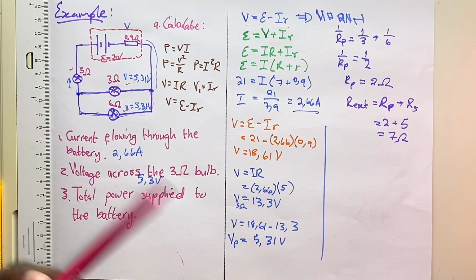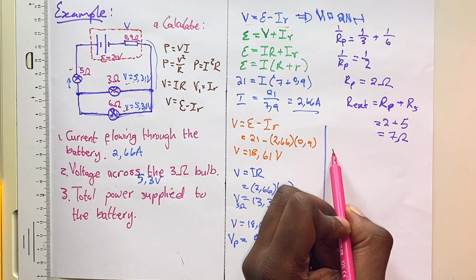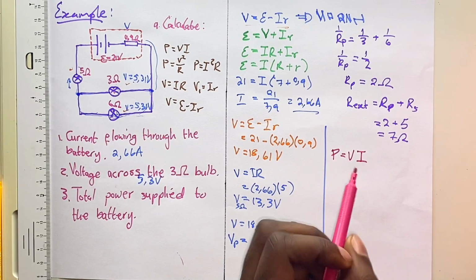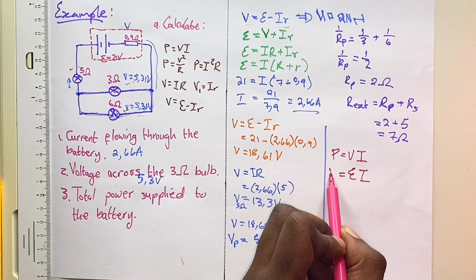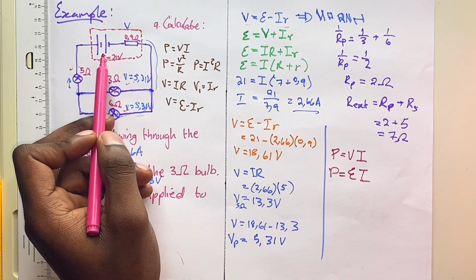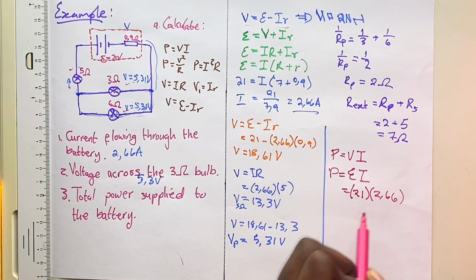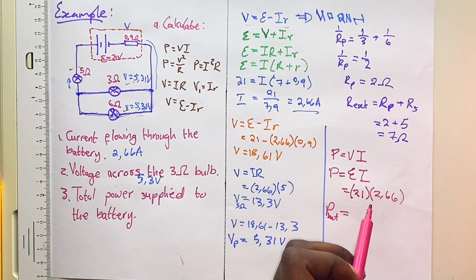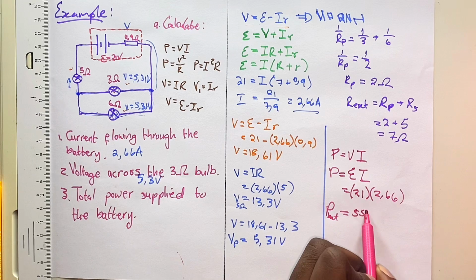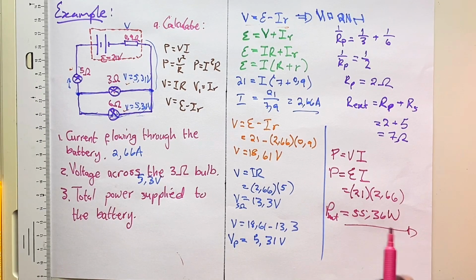So now when I take my equation of power, I will take the first one, which is P equal to VI. Now instead of using the total voltage, I am going to use the EMF, because in this case I'm working inside the battery. So my EMF is 21 and my current is 2.66. Therefore my power in the battery will be equal to 21 multiplied by 2.66, which is 55.36. Now power is measured in watts, so you have 55.36 watts.